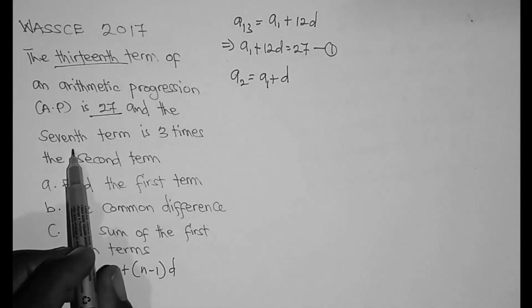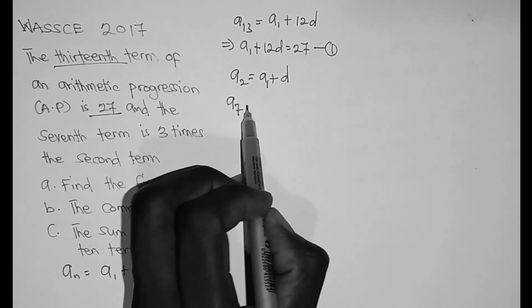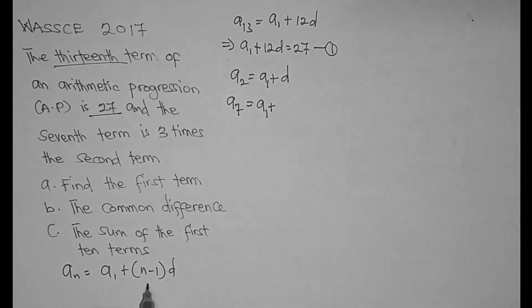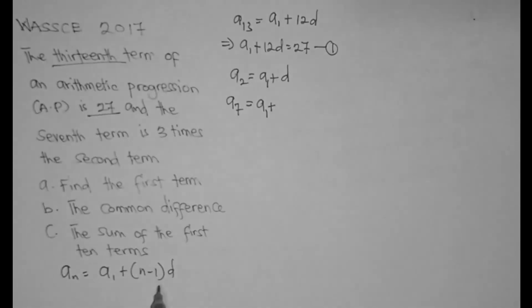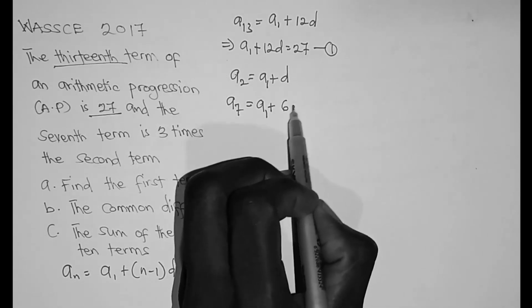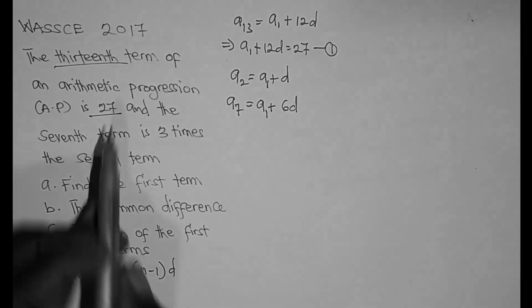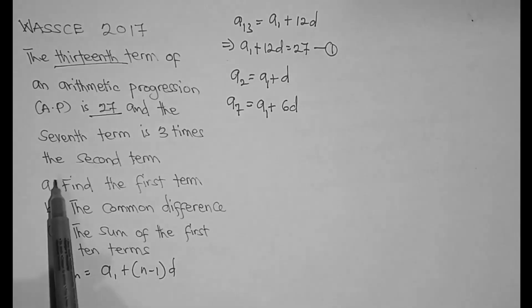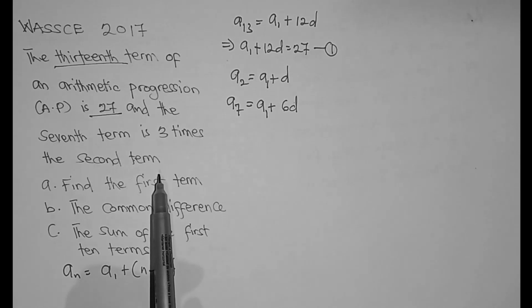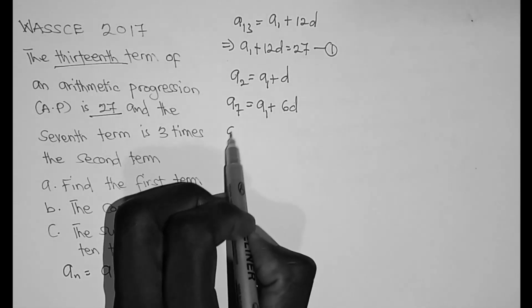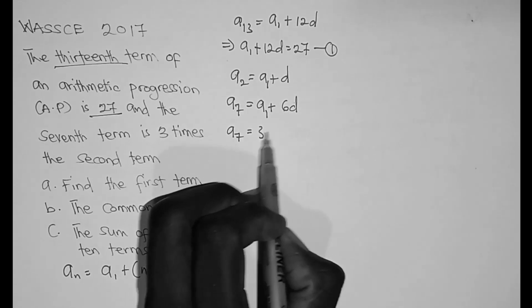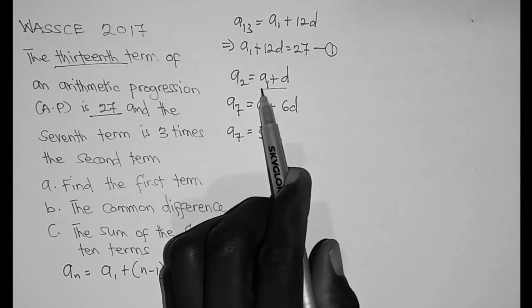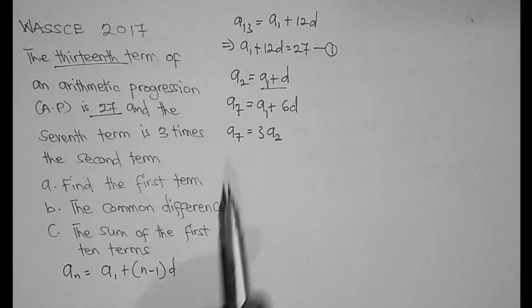Then he says that the 7th term, so let's find A7. A7 is equal to A1 plus (n minus 1)d. N in this case is 7, and 7 minus 1 is 6. So A1 plus 6d. And he says that the 7th term is 3 times the second term. So it means that A7 is equal to 3 times A2. So we should multiply this A2 by 3 and equate it to A7.